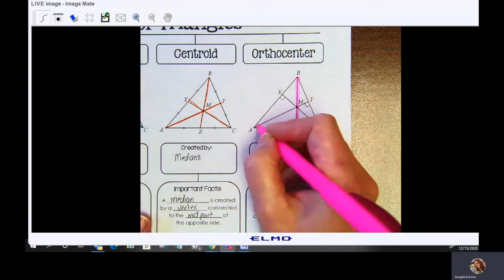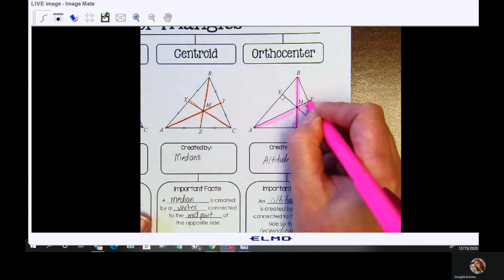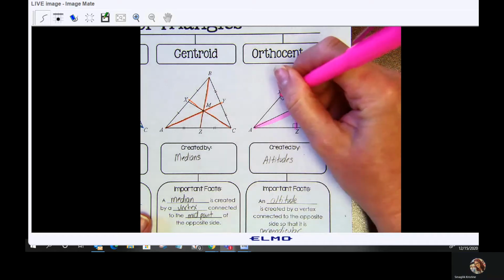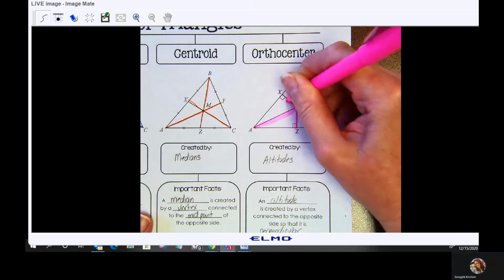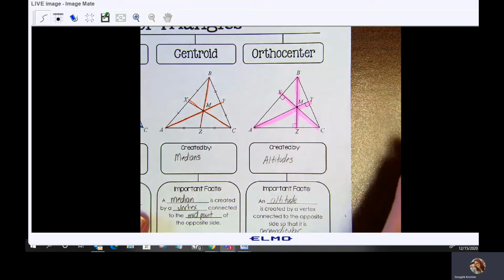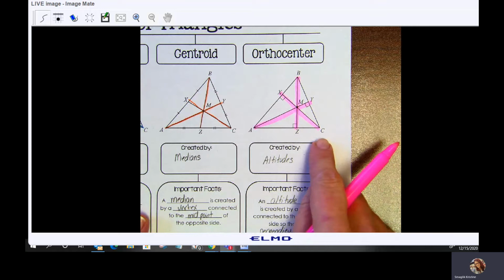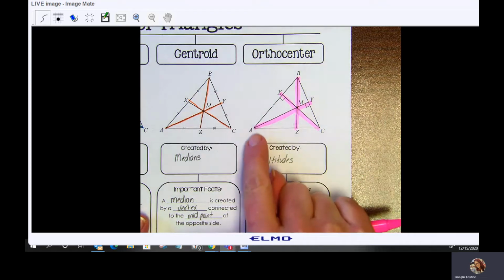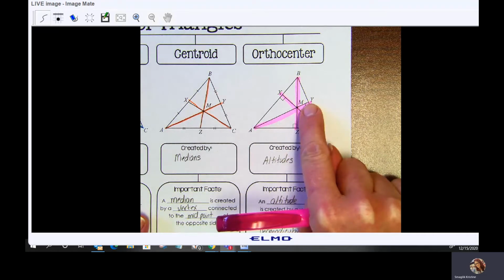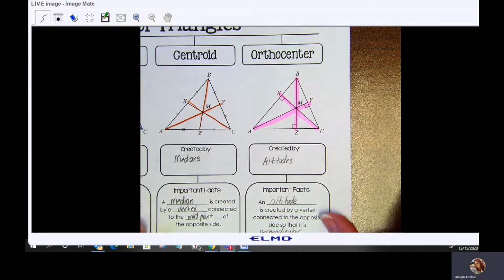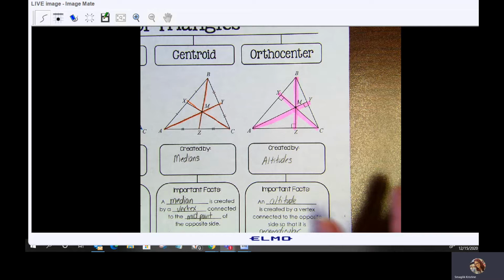And likewise, we can go A to Y. Here's another altitude. And let's go C to X. Those are altitudes. Now notice we have not necessarily created any congruent parts. We are just going to recognize we have an orthocenter if we have a line coming from a vertex to the opposite side, and it is creating a right angle, which means my line segments are perpendicular. Let's take a look at a few examples on the back.